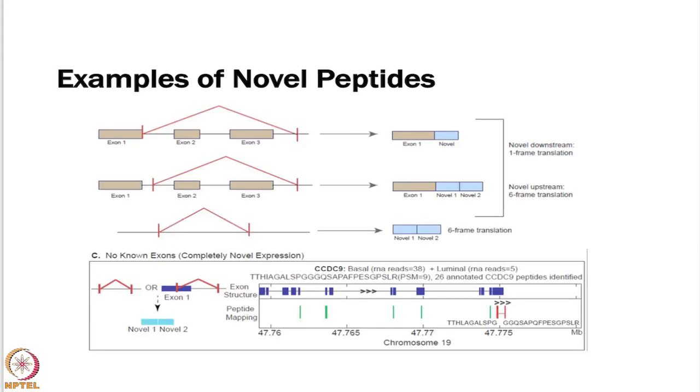Or also you can have, as I mentioned, these completely novel peptides where it's just either in intronic or intergenic regions. And you can sort of see, in this case, it was in the middle of an exon and then at the end of an exon. So these are less likely, especially in a really well annotated database, but you do find them.